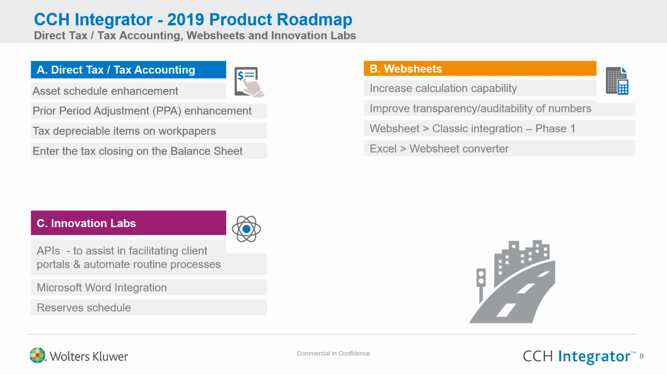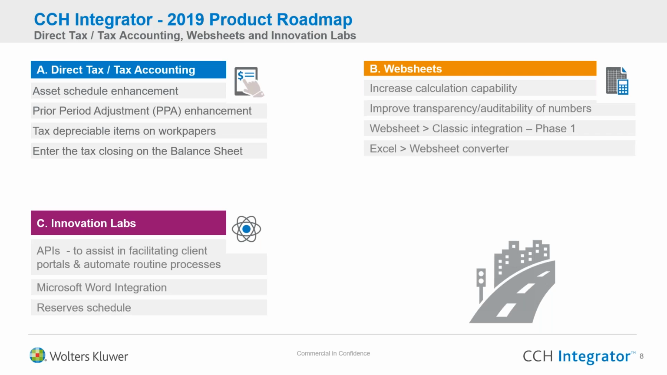But in the direct tax accounting area, as Briony mentioned before, there are the assets schedule enhancements, and further, the prior period adjustment enhancements. That's improving the prior period adjustment process to account for period 13 adjustments to profit or any other adjustments back in the financial statements, so they're adequately accounted for in terms of calculation and impact on tax expense.